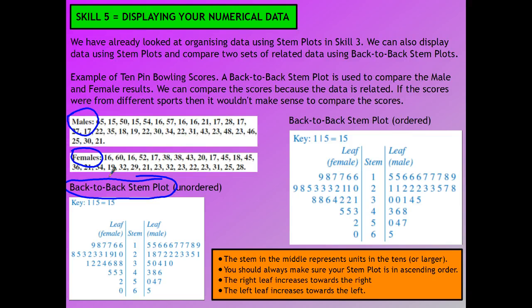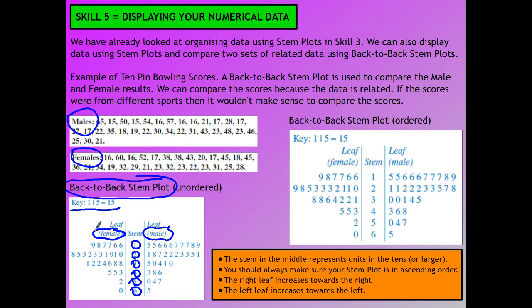Here are the results sorted, and the stems are here. So there's the 10s, the 20s, the 30s, the 40s, the 50s, the 60s. The reason why I know that is because there's a key. So 1|5 means 15. So I know that they're 10s. On the right, you'll see that we've got the male results on the right leaf, and on the left is the female. It doesn't matter which way around you go, as long as you have one on the right and one on the left.